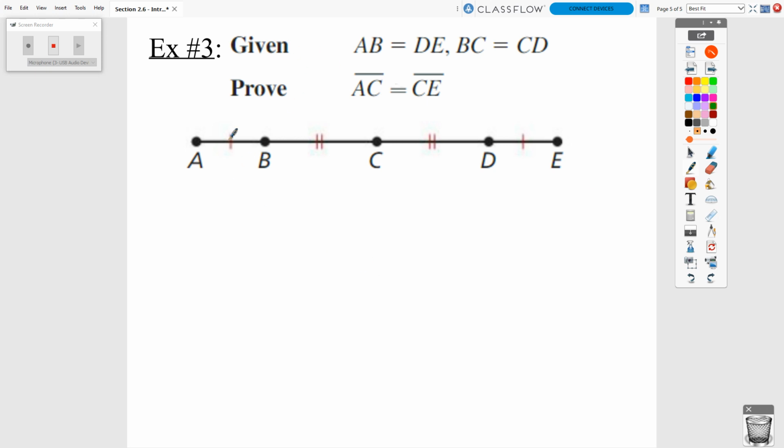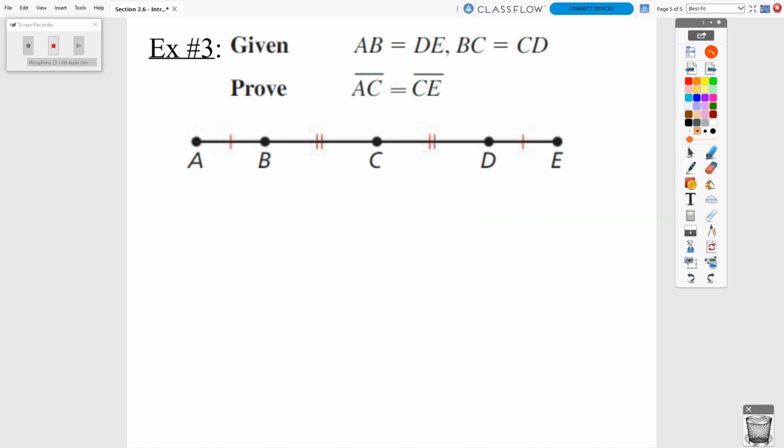So given segment AB is equal to segment DE. Okay, we see that from the problem. Cool. And BC is equal to CD, and it's marked as well in the picture for me. Perfect. What do we need to prove here? We need to prove that AC is the same thing as CE.